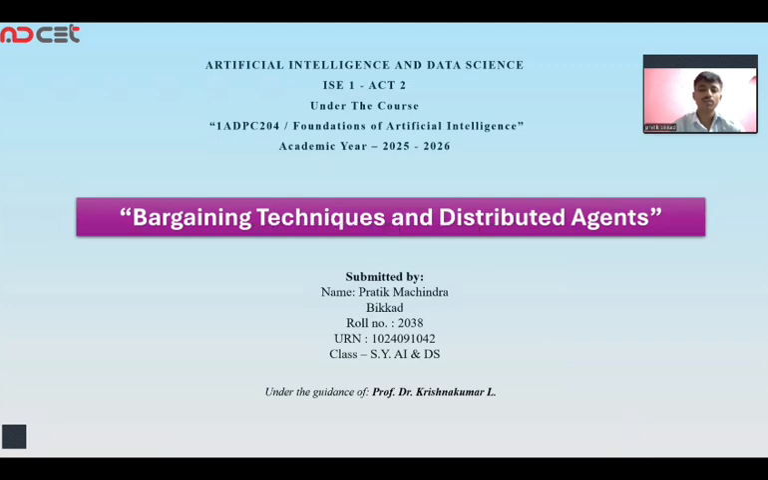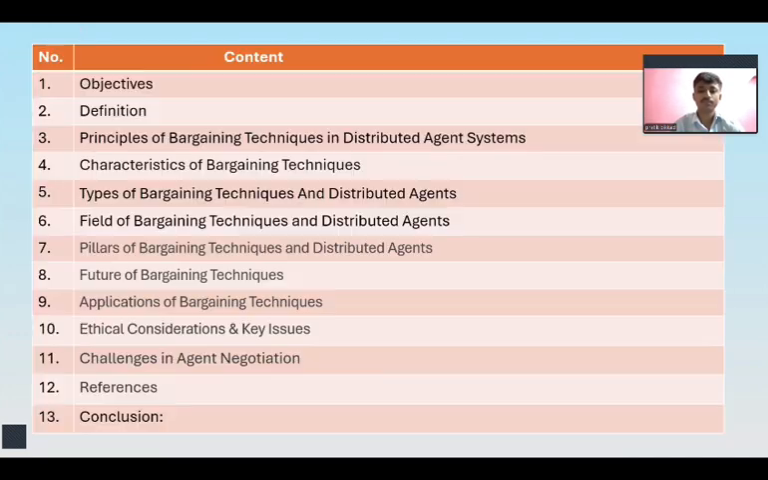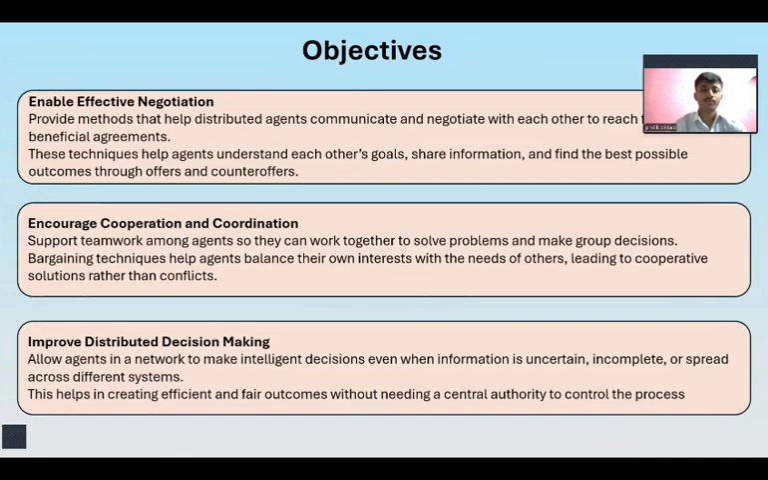Today I will be presenting the topic bargaining technique and distributed agent. These are the topics we are going to cover in the presentation. These are the objectives. Now we see: enable effective negotiation, encourage cooperation and coordination, improve distributed decision making.